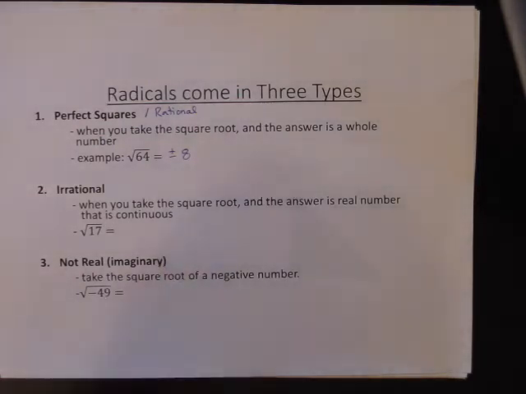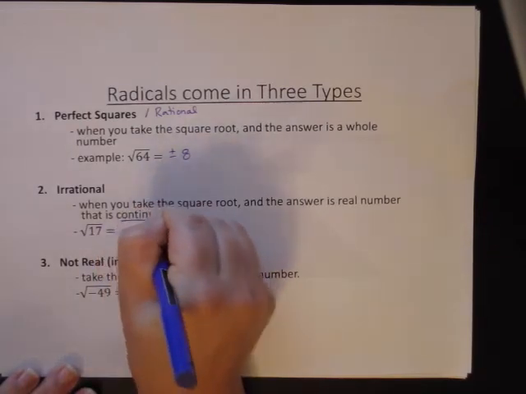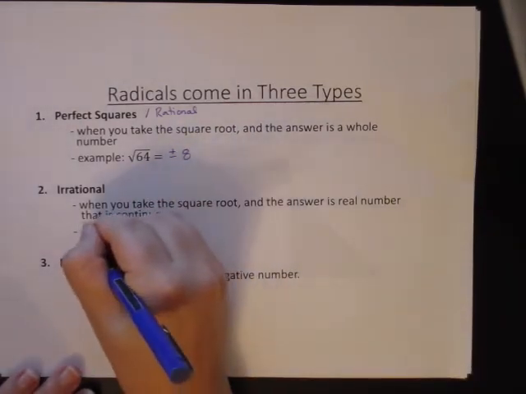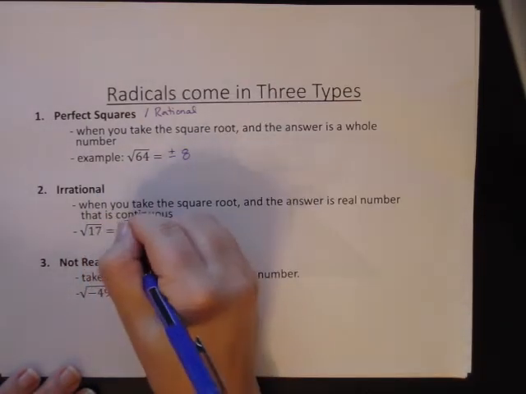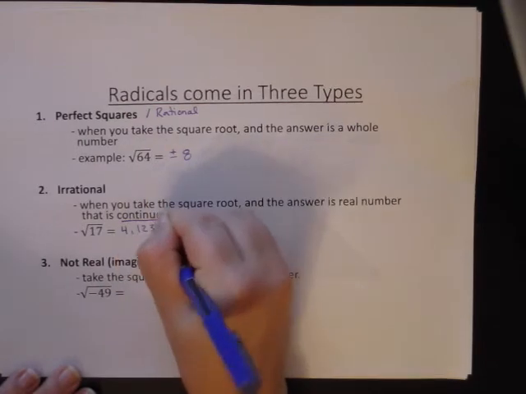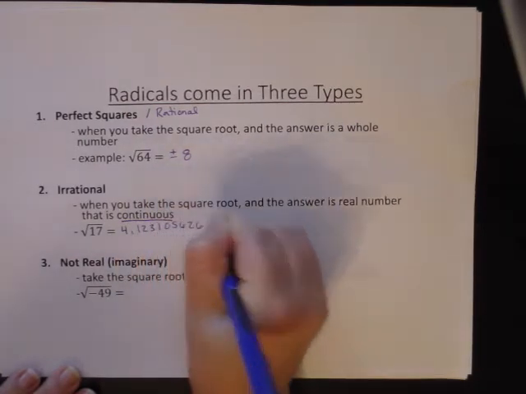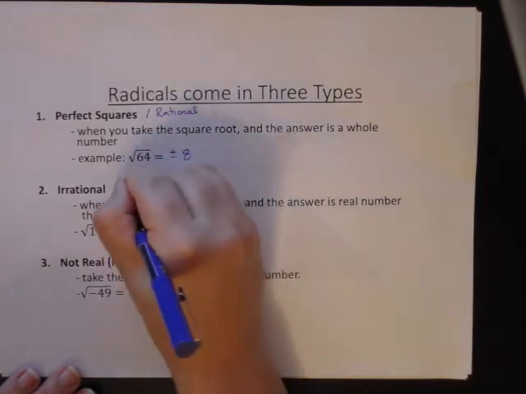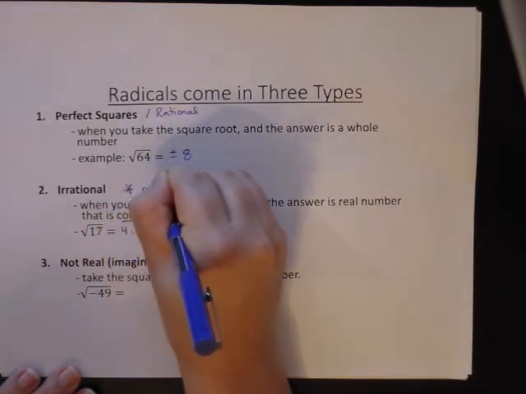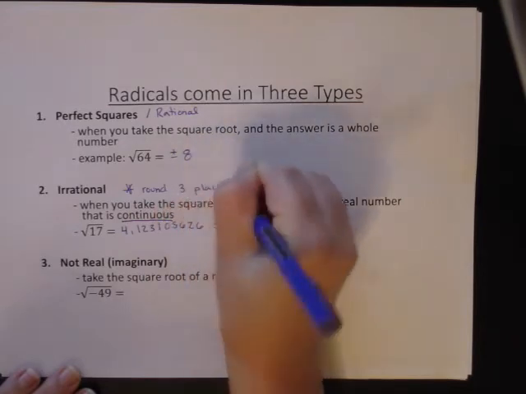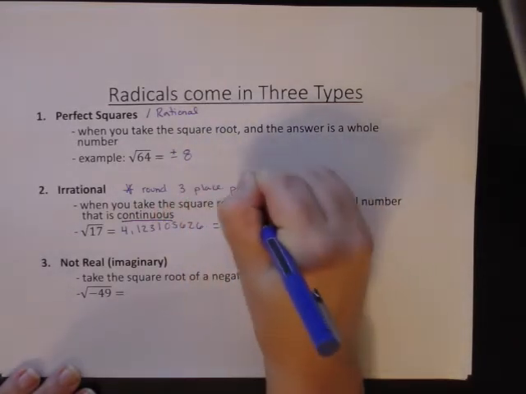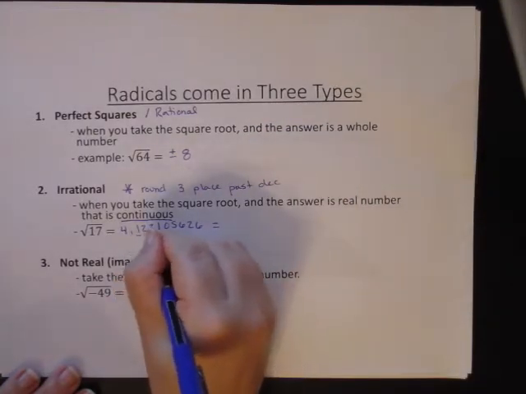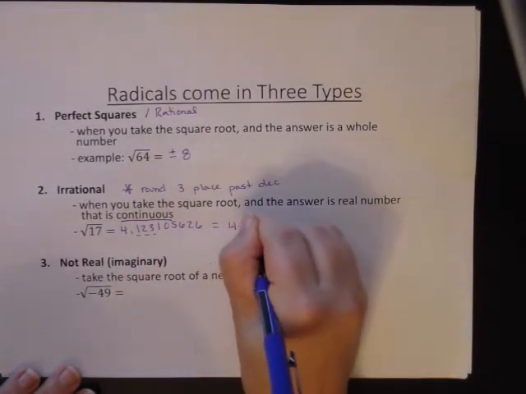So then we're going to look at irrational. When you take the square root and the answer is a real number that is continuous, what this means is it goes on forever and ever. So in your calculator, I want you to do the square root of 17. And when you take the square root of 17, you get 4.123105626. Okay? And whenever you see an irrational number, I want you to round 3 places past the decimal.